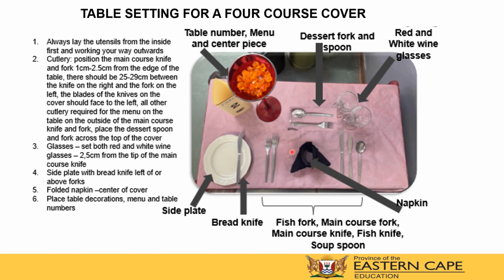Your napkin must be at the center of the cover, and then you place all other table decorations, for example your flower, your centerpieces. It can be, for example here we've got a centerpiece. It could also be flowers, and then you have your menu as well as your table numbers. In this regard, this menu here is actually dual. You've got the table number on the front, and on the side, which you can't see, you have your menu.